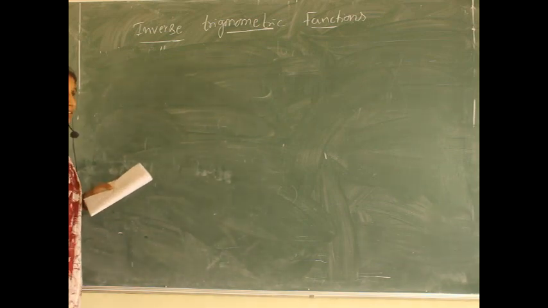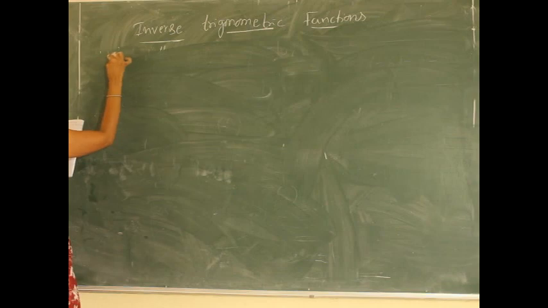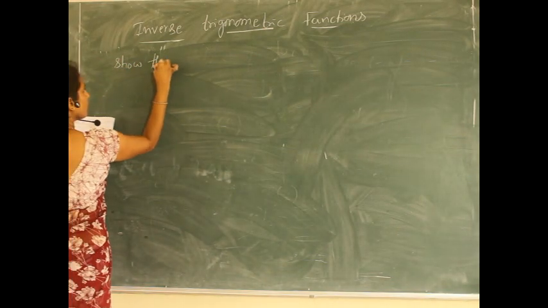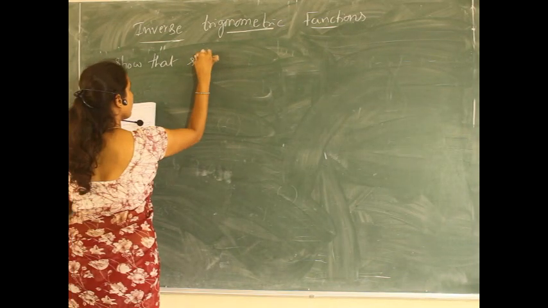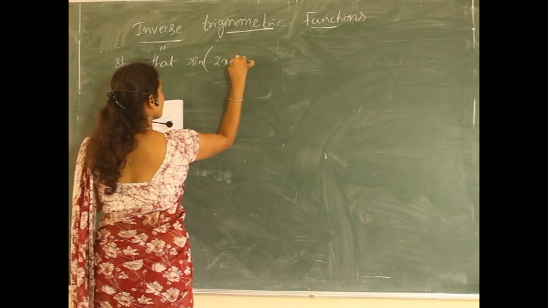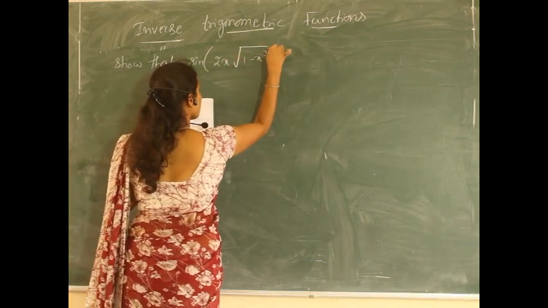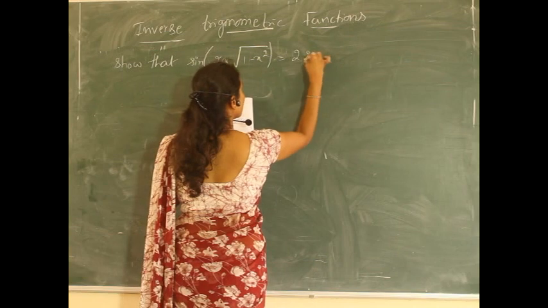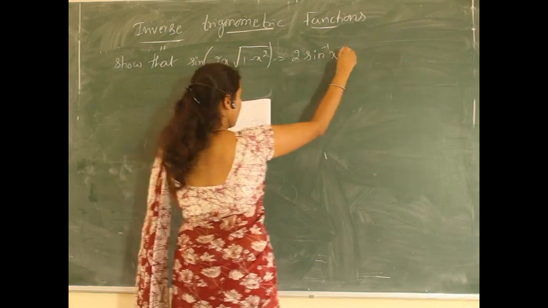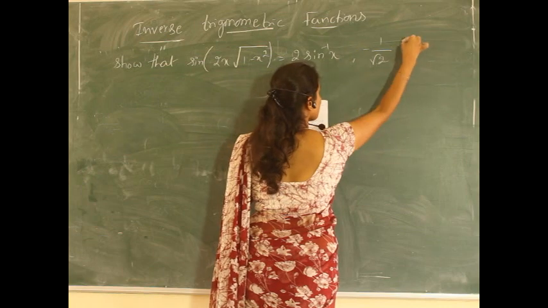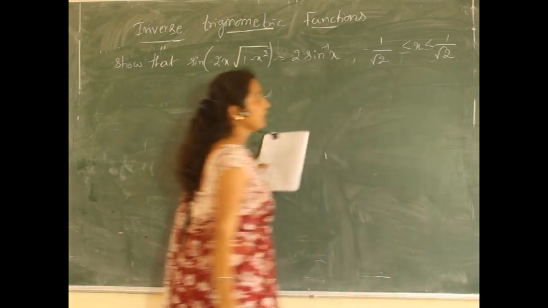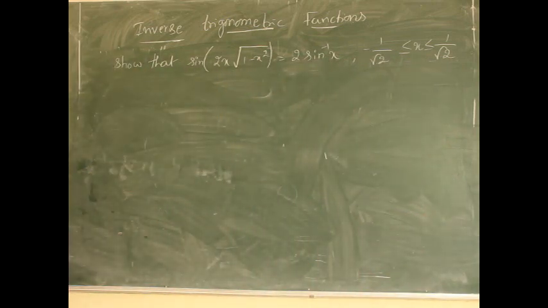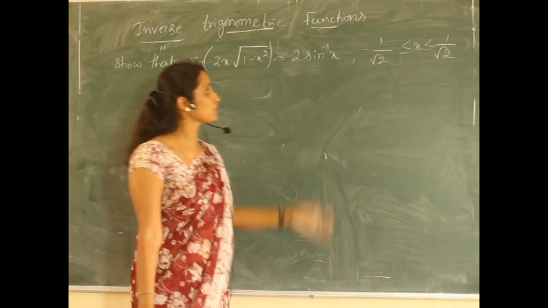So the next problem is to show that sine inverse of 2x times the square root of 1 minus x square is equal to 2 sine inverse x, when x is in the interval minus 1 by root 2 less than or equal to x less than or equal to 1 by root 2. To simplify these values, we have to make some substitution for x.